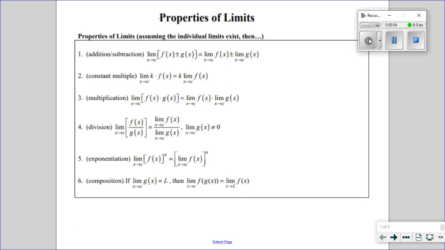In this video, we're going to take a look at some properties of limits. Okay, so our first property deals with adding and subtracting.